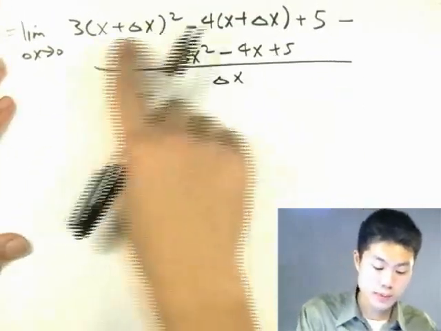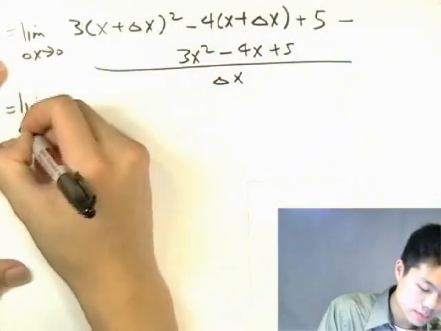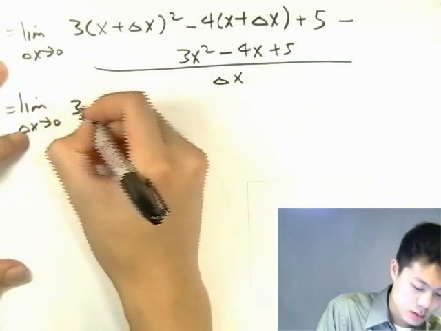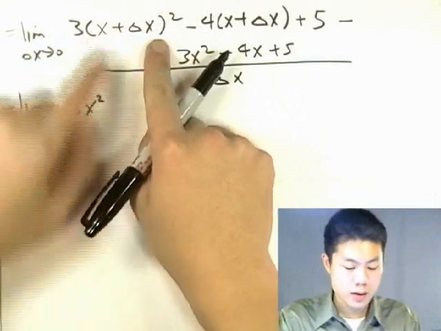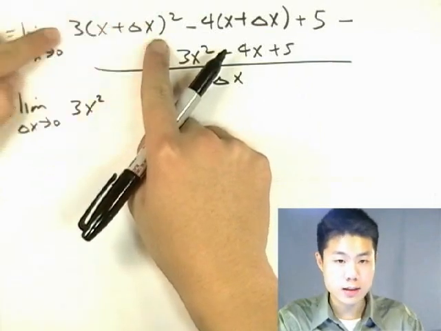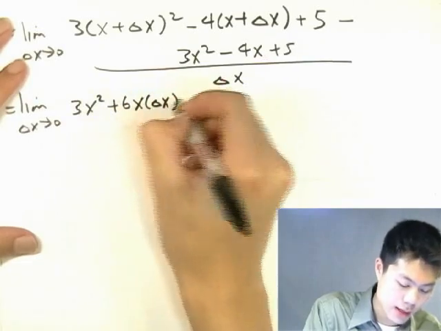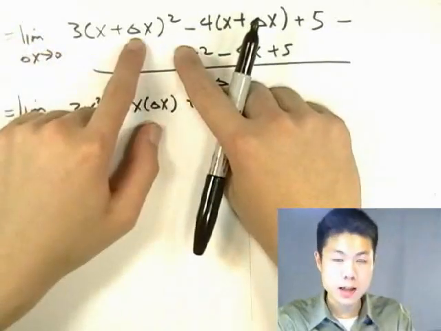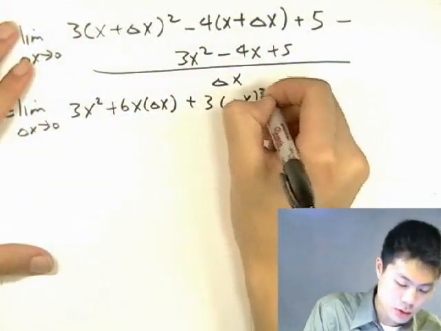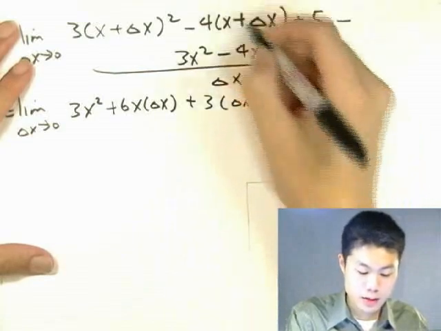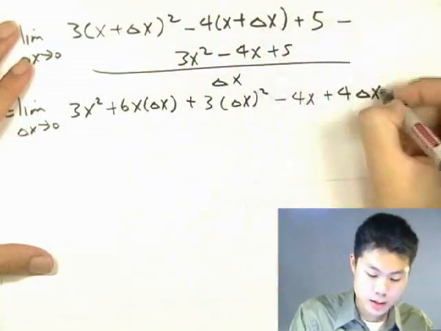Now we're going to expand everything and distribute everything out. So 3 times x squared, plus 2 times x times delta x. But we have 3 out here, so it's going to be 6 times x times delta x plus delta x squared times 3. So 3 times delta x squared minus 4x plus 4 delta x plus 5.